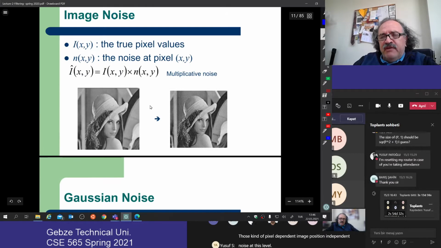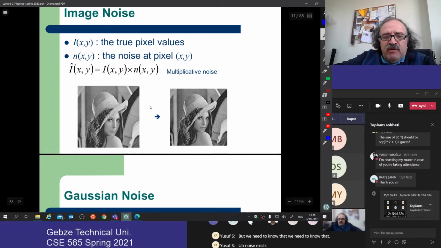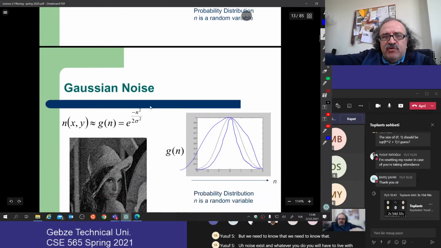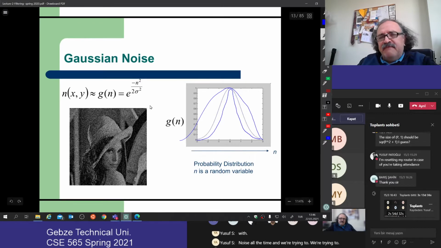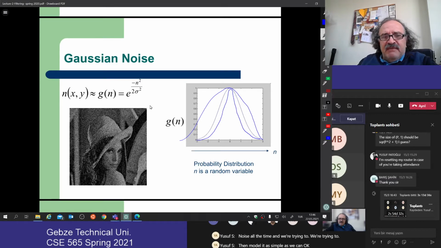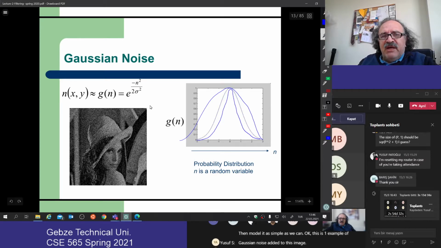But we need to know that noise exists, and whatever you do, you will have to live with noise all the time. We are trying to model it as simply as we can. This is one example of Gaussian noise added to this image. It looks like the sigma is very wide in this case.